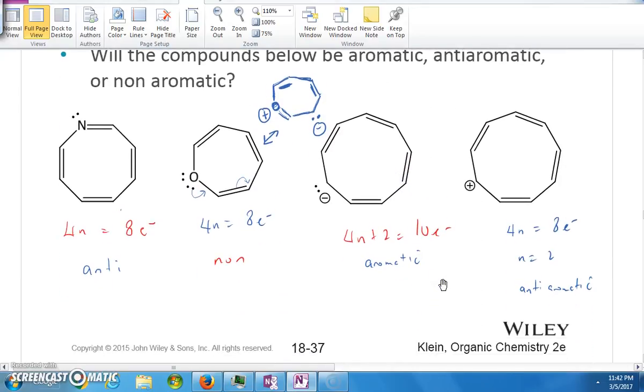You can see that this has a total of 8 pi electrons, and so it's anti-aromatic. This, after you join resonance, has a total of 8 pi electrons, right? It's non-aromatic because it's not planar. Here, this has a total of 10 pi electrons. It's aromatic, but it could be non-aromatic as well, in case it is non-planar. While this has a total of 8 electrons, and it is considered to be anti-aromatic, because it has 8 electrons.